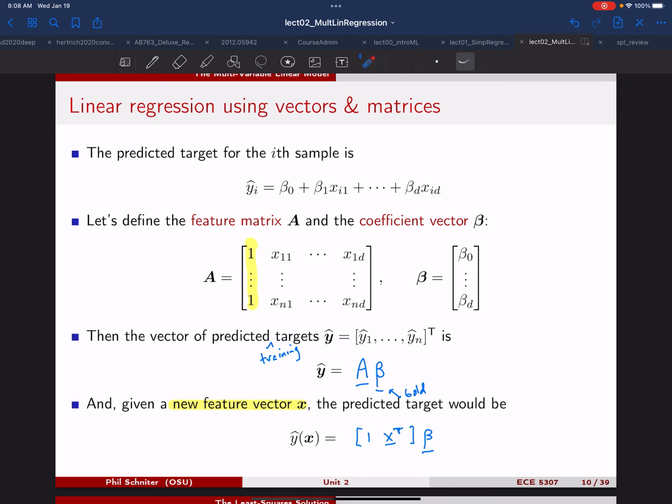So again, what's happening here is that this 1 is going to multiply against the first coefficient in beta, which is beta 0. So that 1 times beta 0 will give me this part of the model. And then all the other coefficients here will multiply beta 1 through beta d, and they will give me this part of the model. Okay, so this is the training targets, and then this is a new target prediction. All right. Any questions? Okay. Great.